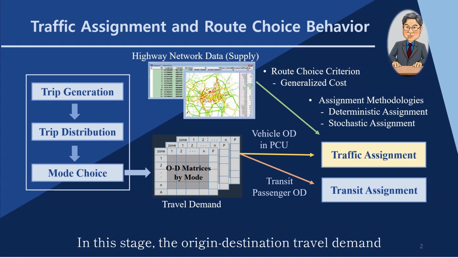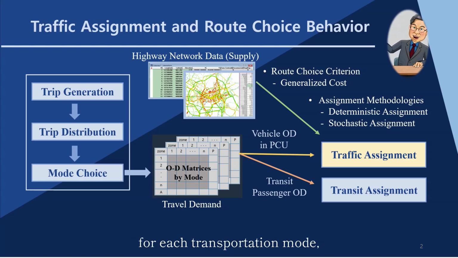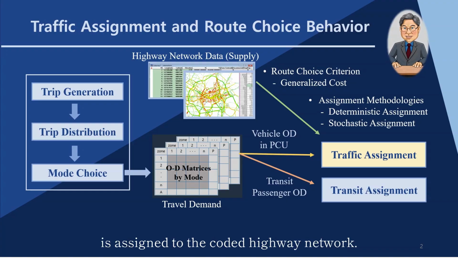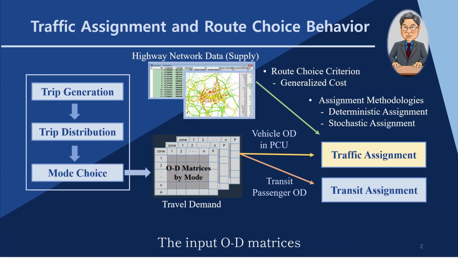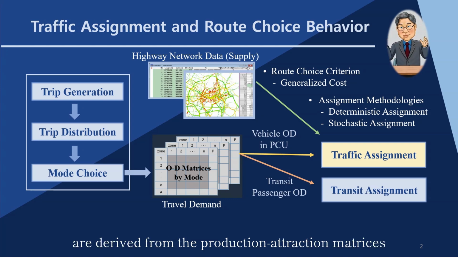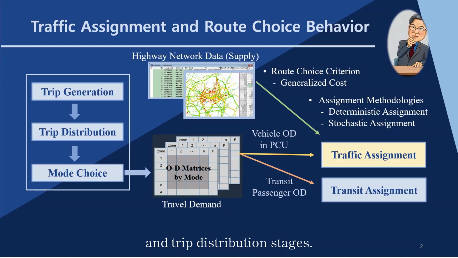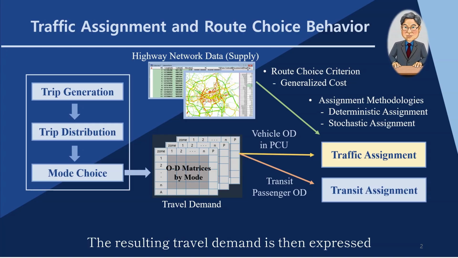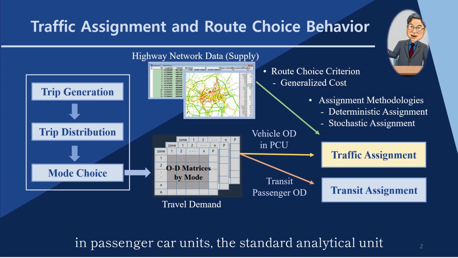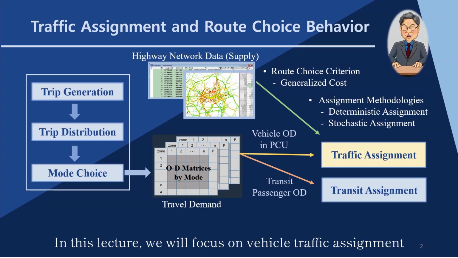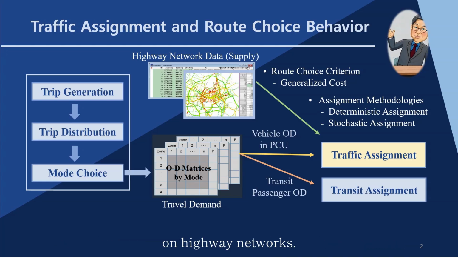In this stage, the origin-destination travel demand for each transportation mode, determined in the mode choice step, is assigned to the coded highway network. The input OD matrices are derived from the production attraction matrices developed during the trip generation and trip distribution stages. The resulting travel demand is then expressed in passenger car units, the standard analytical unit for highway traffic assignment. In this lecture, we will focus on vehicle traffic assignment on highway networks.